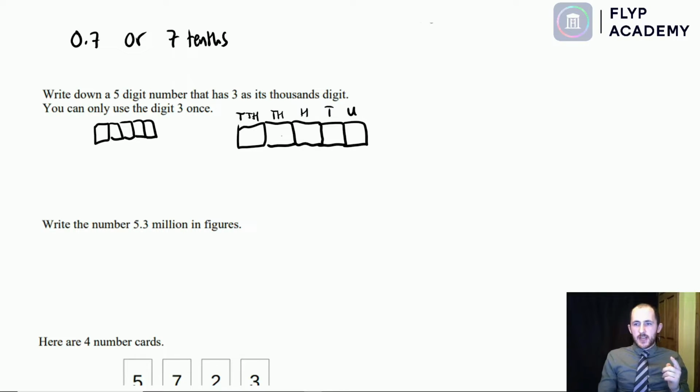Now the thousands digit has to be 3, so let's fill that in. And now I just fill in the rest with any numbers I like that isn't 3. So my number here is 13,245. Fairly standard.